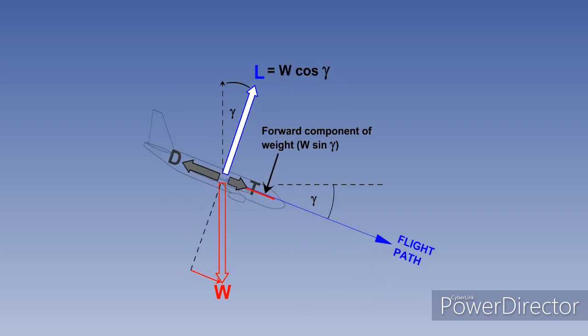To sum up the arrangement of forces in a descent, lift is less than weight because lift only has to balance the component of weight perpendicular to the flight path, W cosine gamma. And thrust is less than drag because weight is giving a forward component in the same direction as thrust, W sine gamma. The total reaction of lift and drag opposes the weight vector.